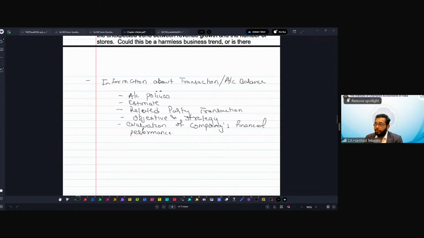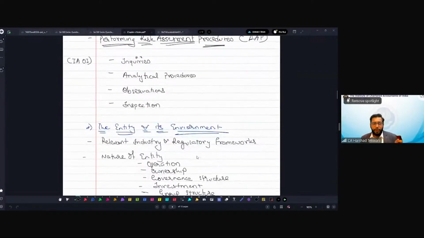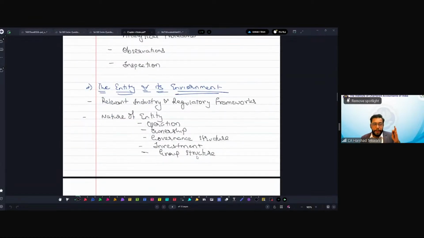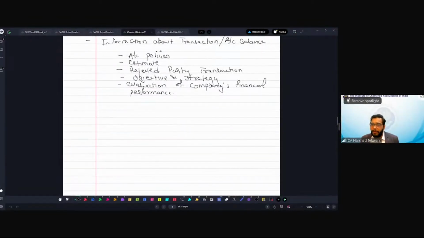Any doubt, guys? So now you understand that I need to perform risk assessment procedures, which involve inquiries, analytical procedures, observation, and inspection, and that will be done by understanding the entity and obtaining that information. On the basis of that, we will perform analytical procedures. I showed you one example. We may perform inspection, may perform observation. Clear?